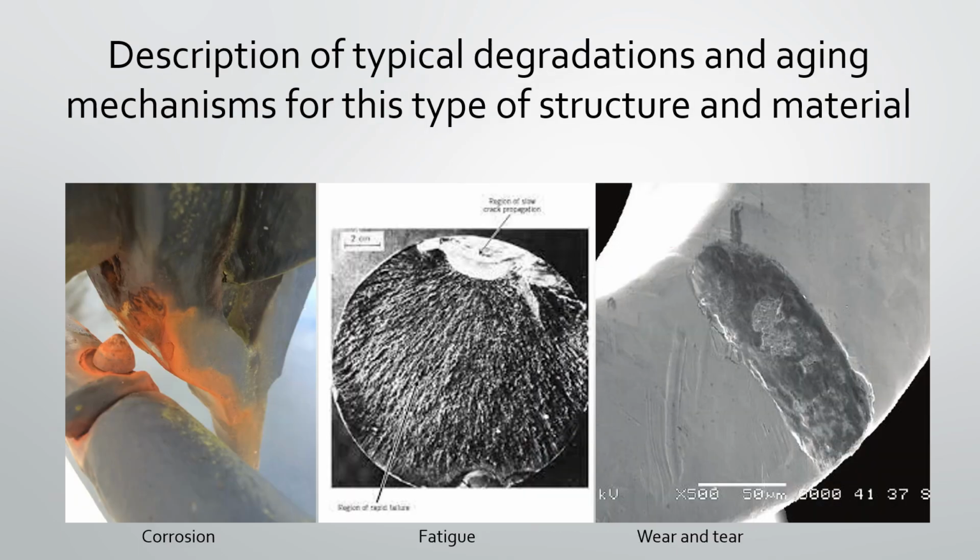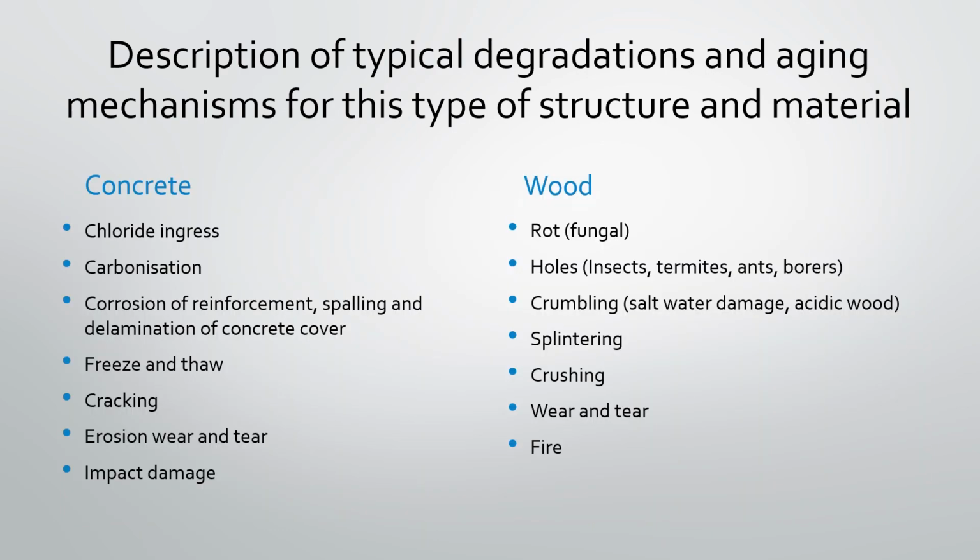The typical degradation mechanism for this type of structure and material is important to identify, as when inspection is performed, we need to know what we should look for. For steel structures of this type, we would typically search for signs of corrosion, cracking, and signs of wear and tear. Similarly, for a concrete structure, we would search for signs of chloride ingress, carbonization, corrosion of reinforcement with subsequent spalling and delamination of the concrete cover, freeze and thaw, cracking, erosion, wear and tear, and impact damage.